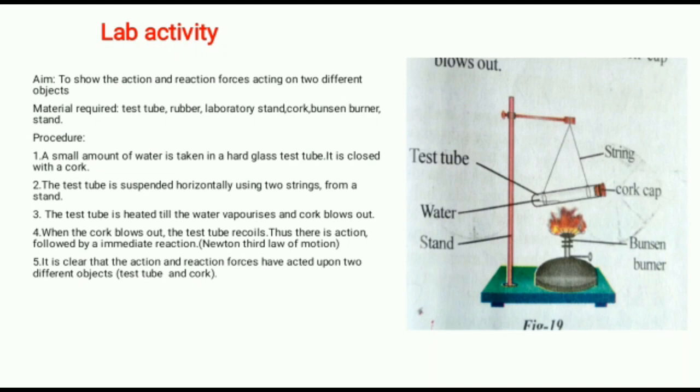Material required. The required materials are a test tube, a rubber cork to close the test tube, a Bunsen burner, a laboratory stand and thread, and also some water. See here: test tube, cork cap, string, Bunsen burner, water, stand. These are the materials required to do the activity.